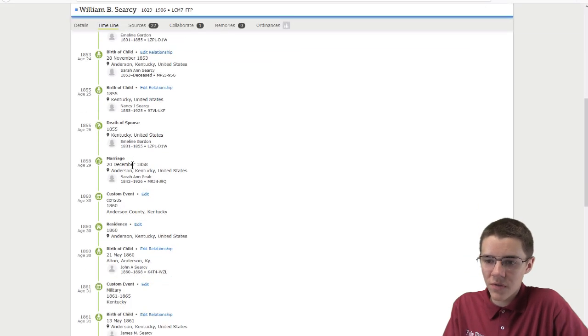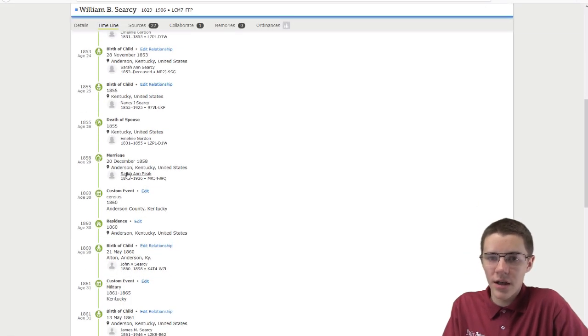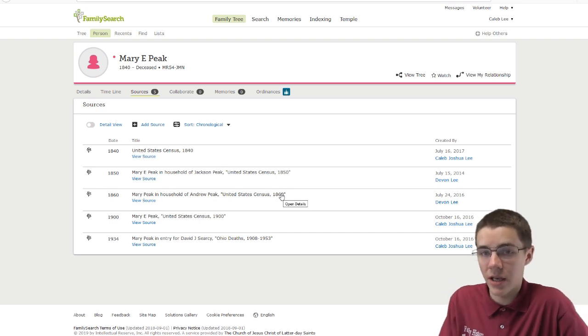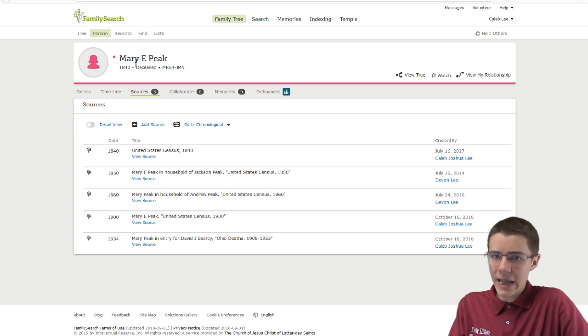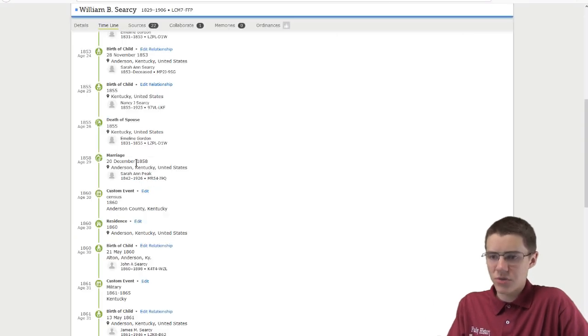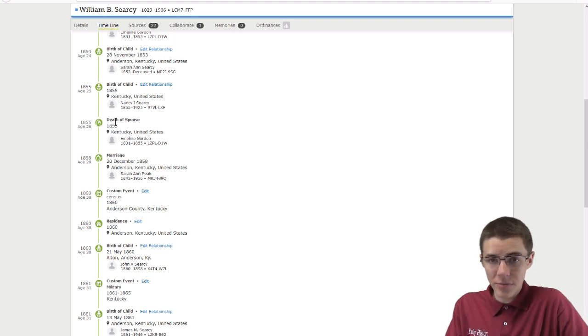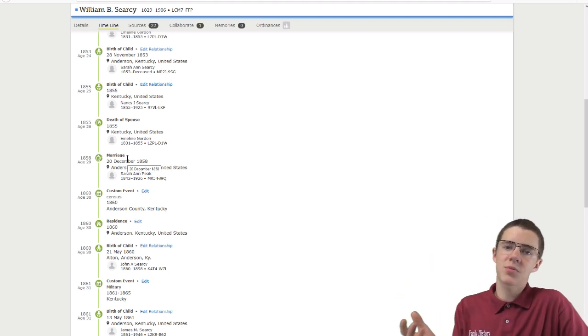Then what we're going to do is use this timeline feature. What we're looking for is Sarah. So he married her in 1858, which is 2 years before Mary was in Andrew Peak's house. Mary at the time would be 18, so just keep that in mind. Before that, he had another spouse, and she died, and then there was a 3-year gap, and then he married Sarah.